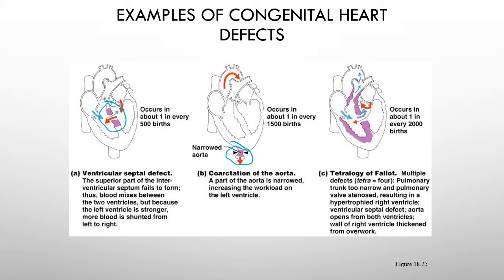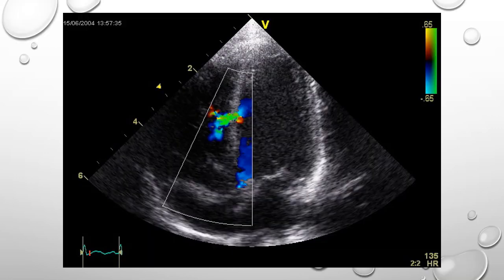deoxygenated blood going over to the left side. So we have blood that's meant for the lungs coming back over onto that left side. And so we start to see these changes happening within the heart itself. All of them will typically require some sort of surgery in order to correct it.